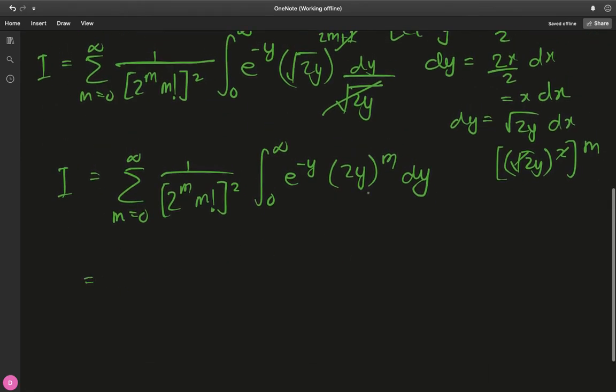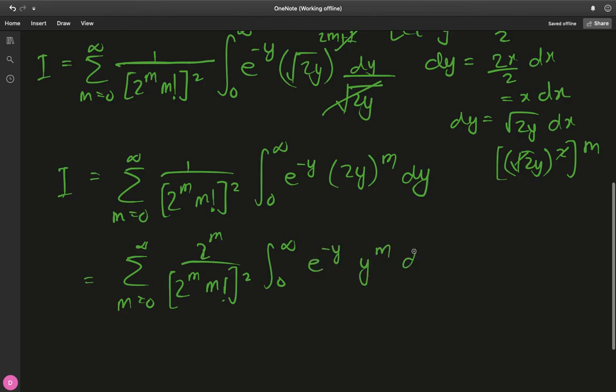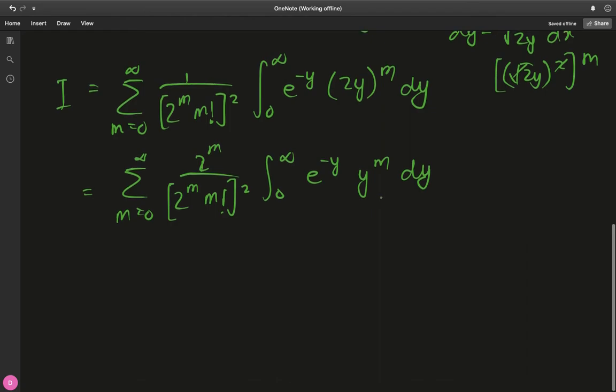Now take the 2 to the m outside, it does not depend on y. We have the sum from m equals 0 to infinity of 1 over (2 to the m times m factorial) squared, and we have a 2 to the m on top, integral from 0 to infinity of e to the minus y times y to the m dy. And what is this? Gamma of m plus 1, right?